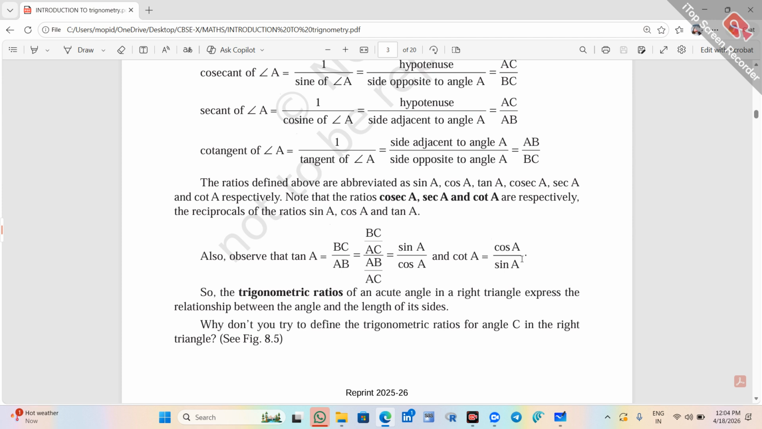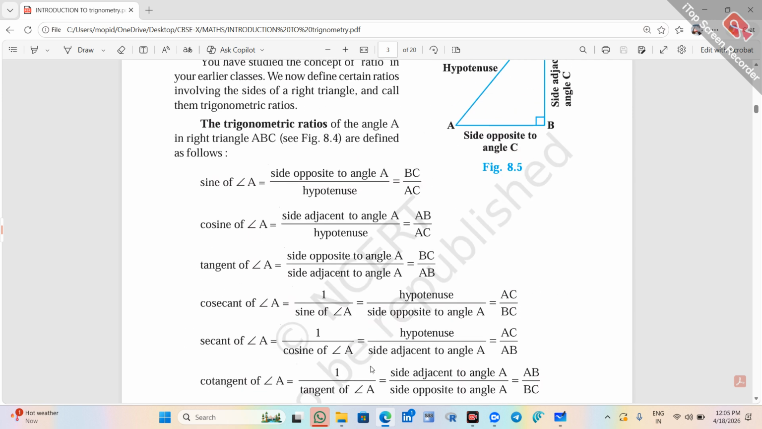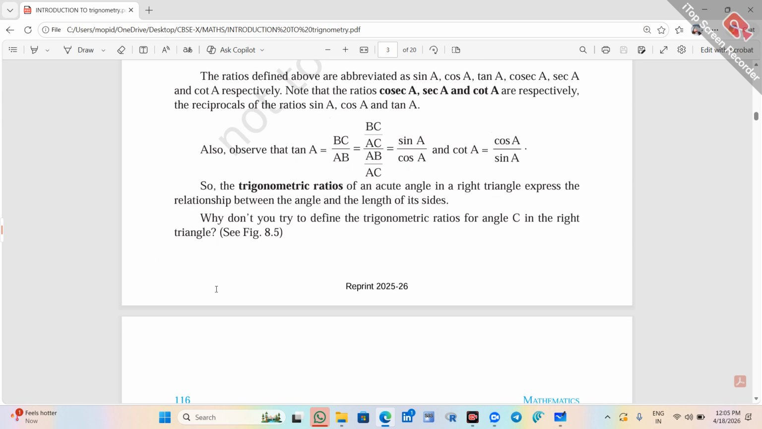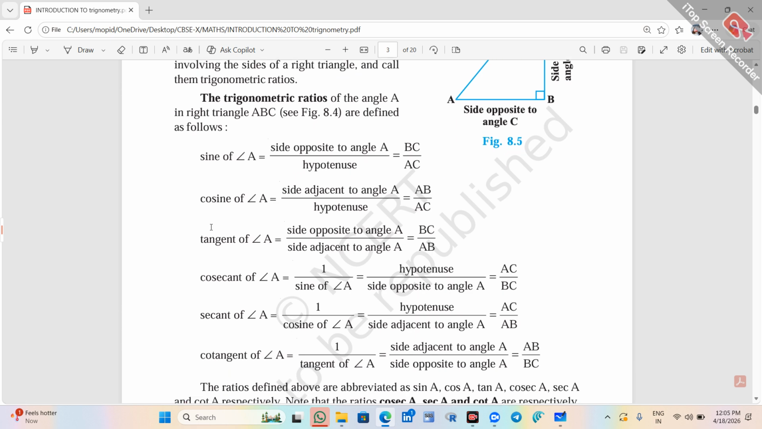The ratios defined above are abbreviated as sin A, cos A, tan A, cosecant A, secant A and cot A respectively. These are the shortcuts. Note that the ratios cosecant A, secant A and cot A are respectively the reciprocals of the ratios sine, cos and tan. If you know these three ratios, you can definitely derive the other three easily. So you need to learn these three ratios by heart.